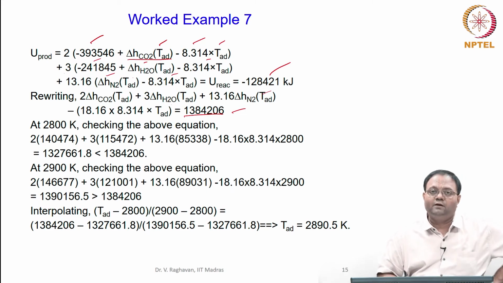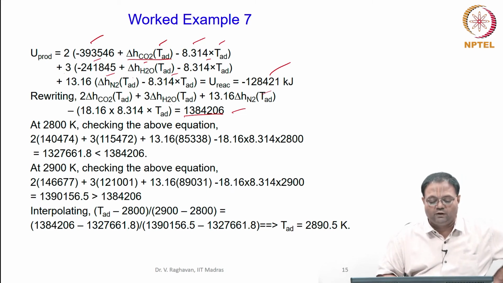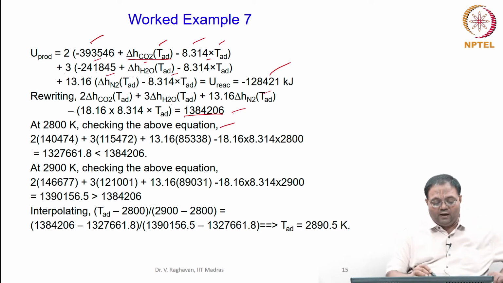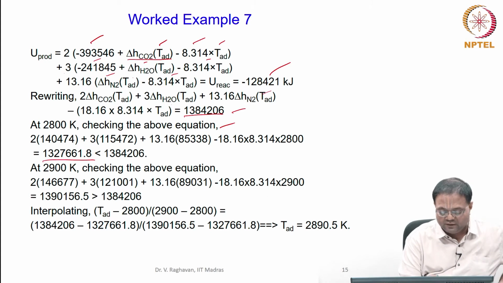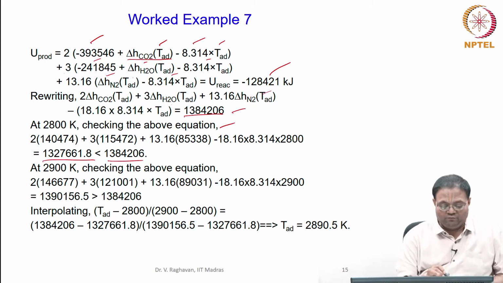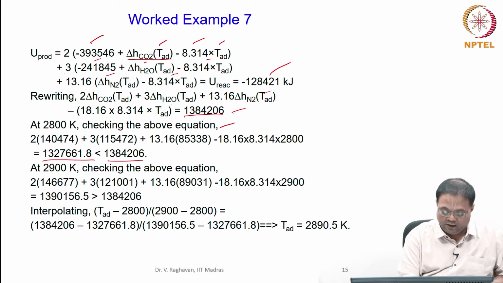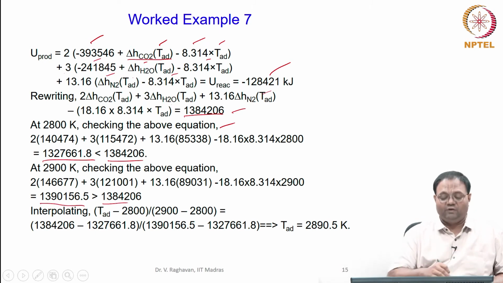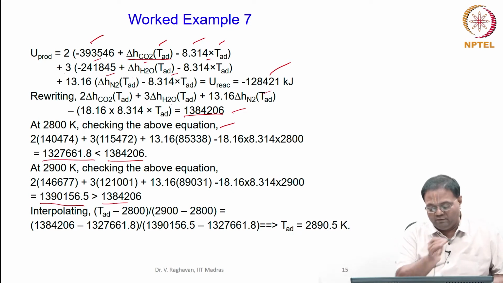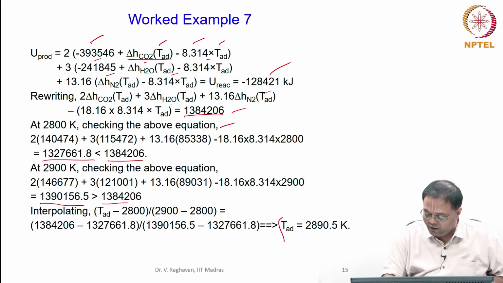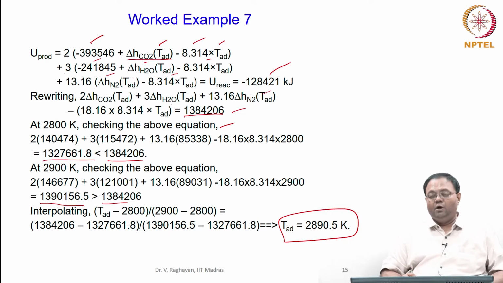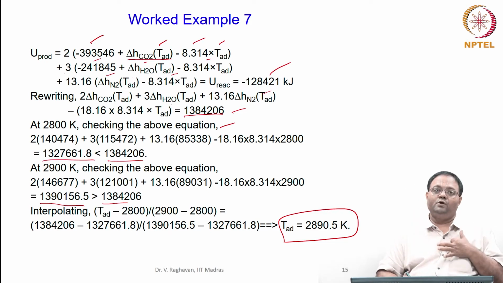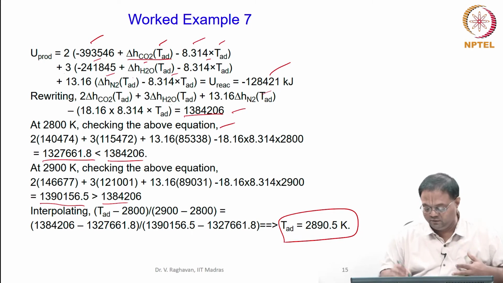They have given that the temperature is in between 2800 Kelvin and 2900 Kelvin. Starting with 2800 Kelvin, I see that the left hand side is less than the right hand side. But for 2900 Kelvin, I see the other way, the right hand side is less than the left hand side. So interpolating, as we did in the previous case, I get the adiabatic flame temperature as 2890.5 Kelvin. As they have given, this is in between these two.